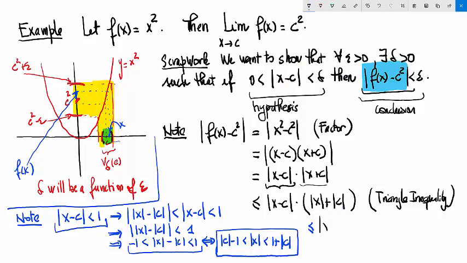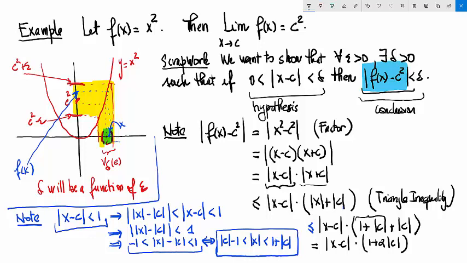So if we make this assumption here, then this thing becomes less than the absolute value of x minus c times 1 plus the absolute value of c plus the absolute value of c, because the absolute value of x is less than this according to our calculation here, and this is just the absolute value of x minus c times 1 plus 2 times the absolute value of c. All right.